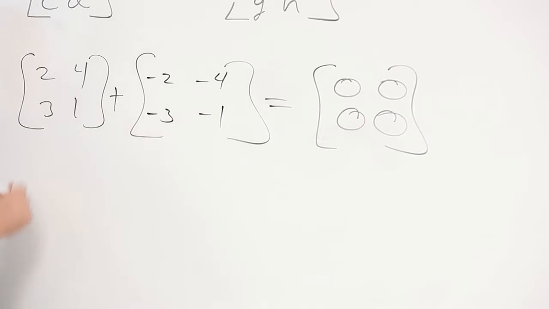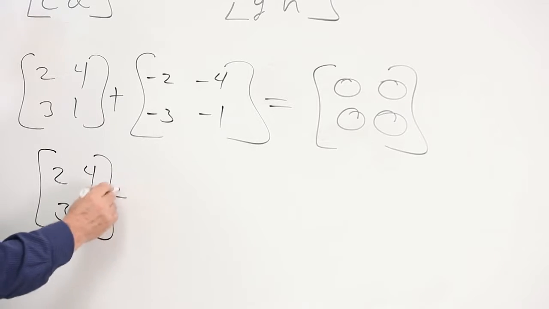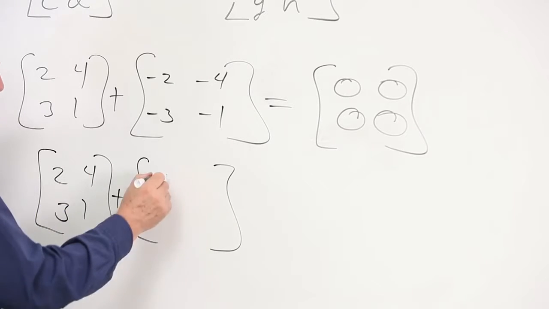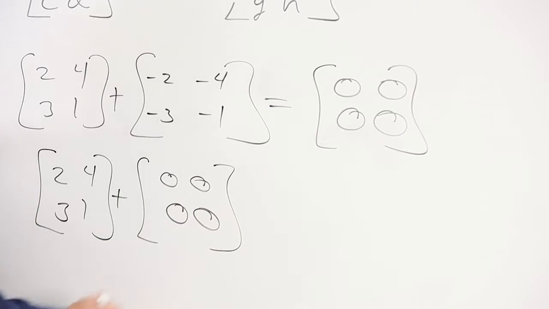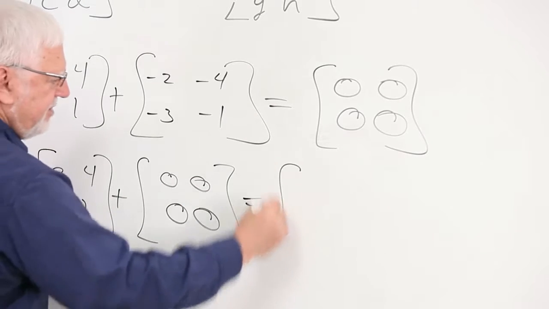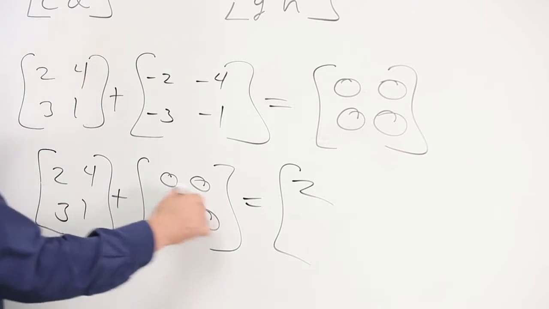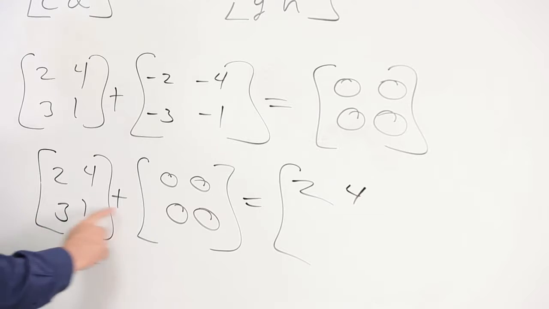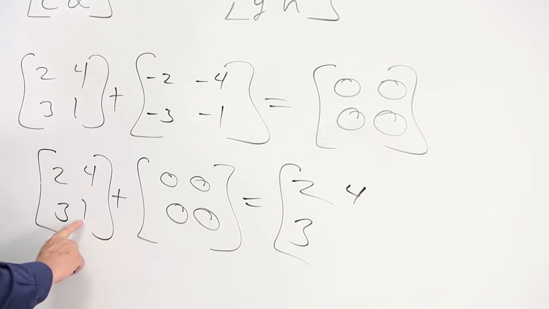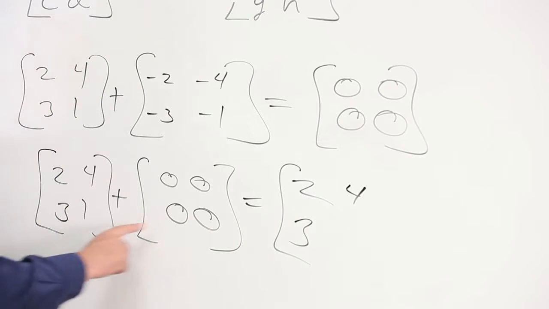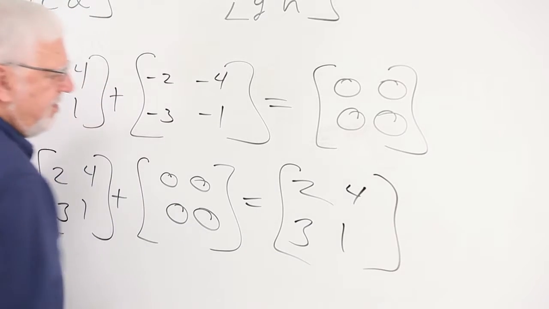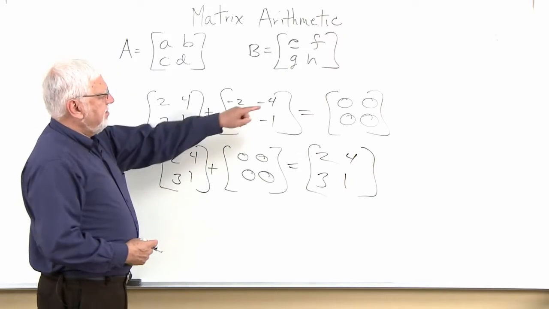Now, these all seem pretty basic, kind of silly we're even doing them, but I think it pays to do the easy ones before you get to the hard ones. Now, if you add this to this, does it not change it? It obviously doesn't change it because 2 plus 0 is 2, 4 plus 0 is 4, 3 plus 0 is 3, and 1 plus 0 is 1. So we found our 0.